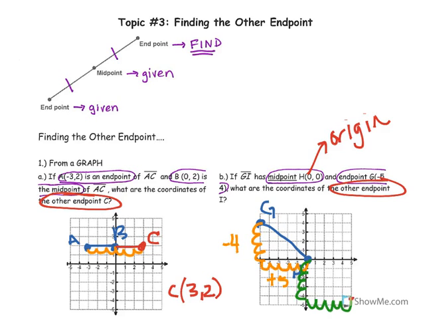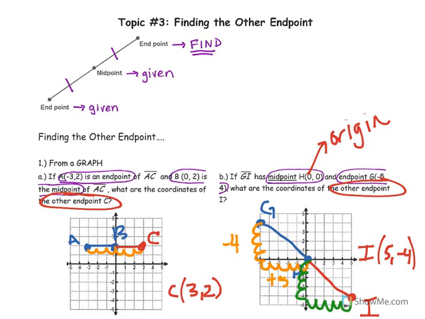And I land right here. That's point I, and there's the rest of my segment, okay? And so I's coordinates are 5, negative 4. Okay, so that's from a graph.